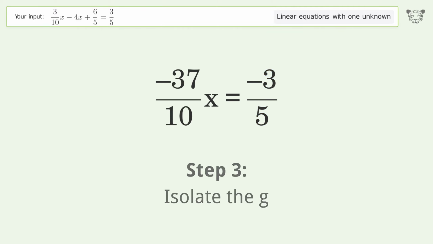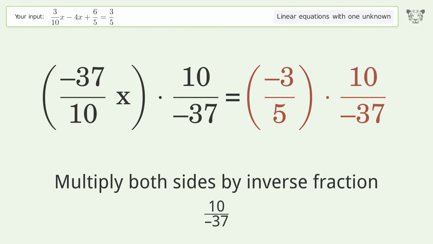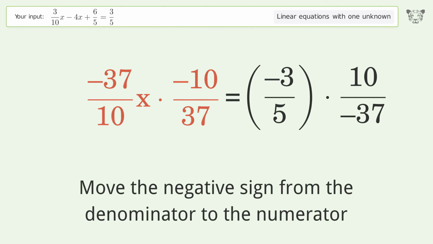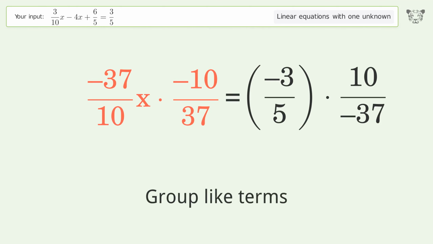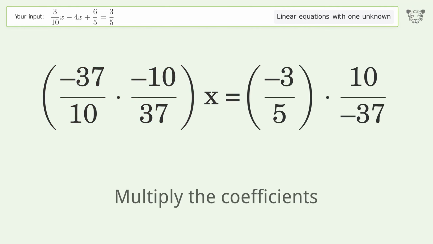Isolate the x. Multiply both sides by inverse fraction 10/-37. Move the negative sign from the denominator to the numerator. Group like terms. Multiply the coefficients.